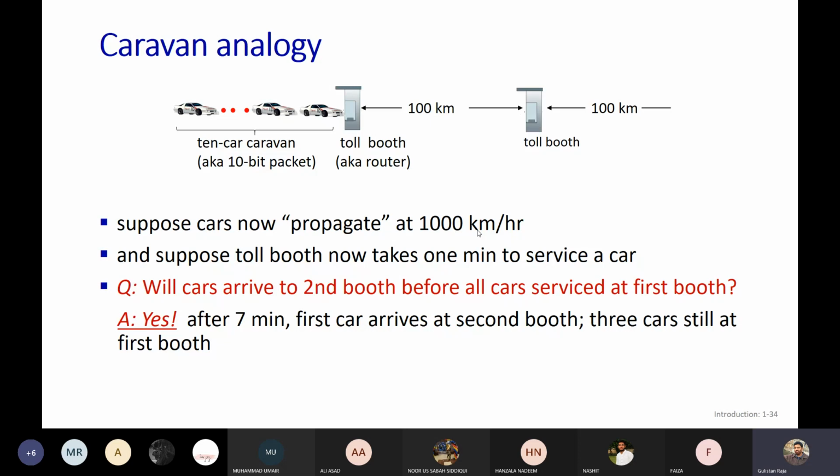तो आंसर इज यस, क्योंकि पहली कार जो है 1 मिनट बाद जब सर्विस हो जाएगी 1000 से स्पीड से चलेगी तो वो पहले पहुंच जाएगी आखिरी के सर्विस होने से पहले. After 7 minutes, first car arrives at second booth. So 3 cars are still at first booth. So this is what will happen.